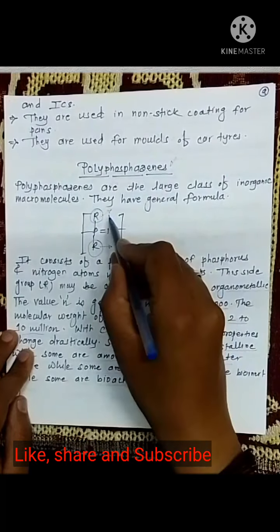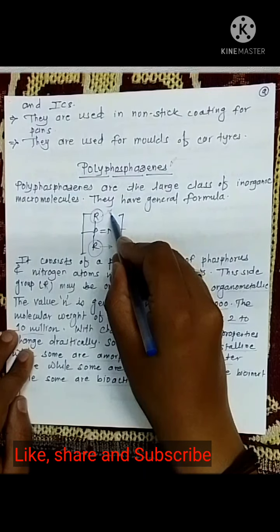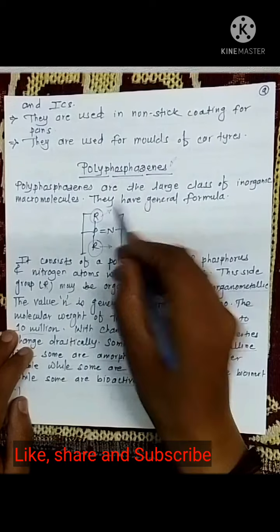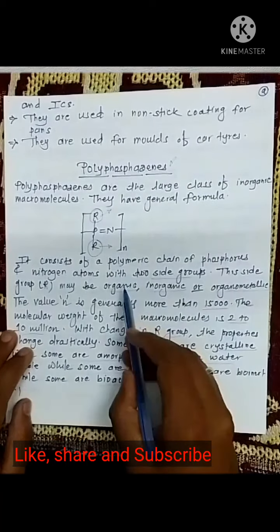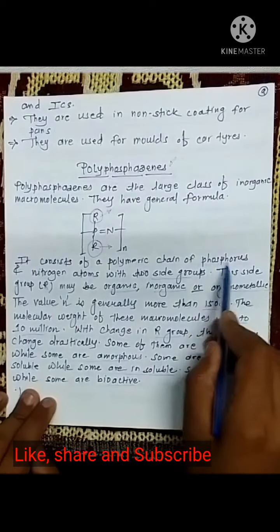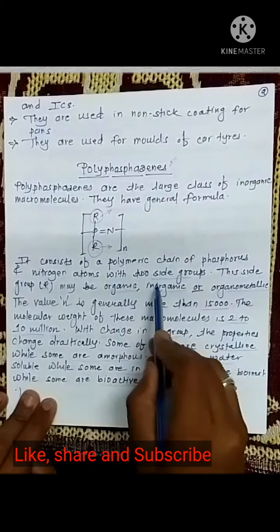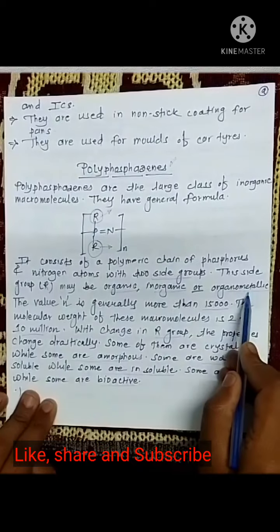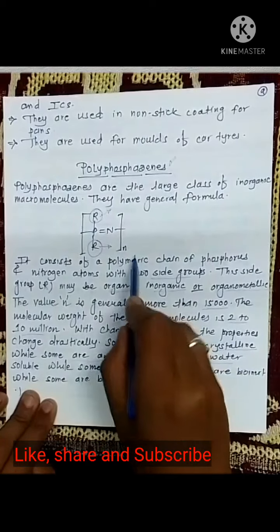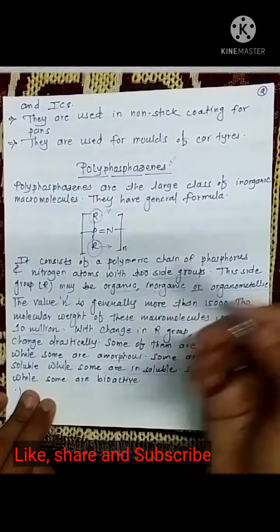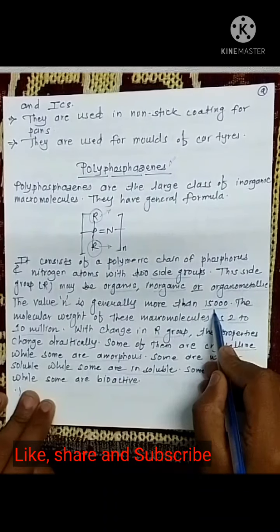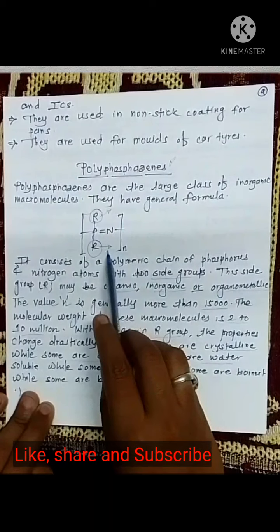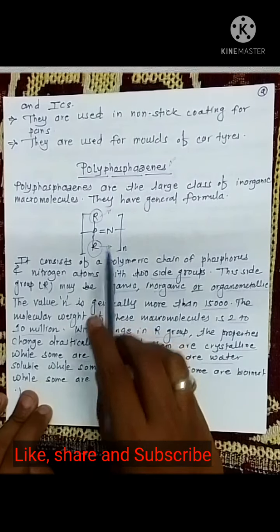These two side groups may be organic, inorganic, or organometallic. So it consists of a polymeric chain of phosphorus and nitrogen atoms with two side groups. Generally the value of n, that is the degree of polymerization, is more than 15,000. The molecular weight of this macromolecule is generally from 2 to 10 million.